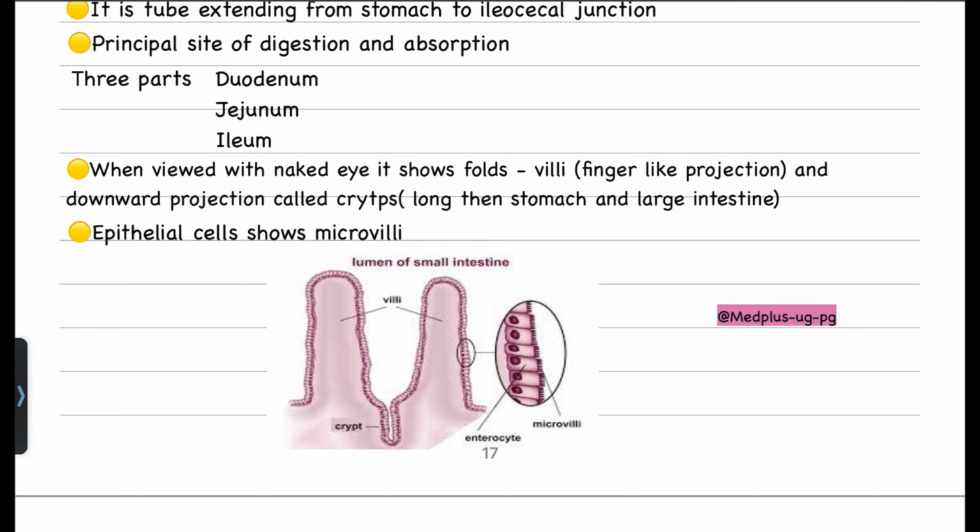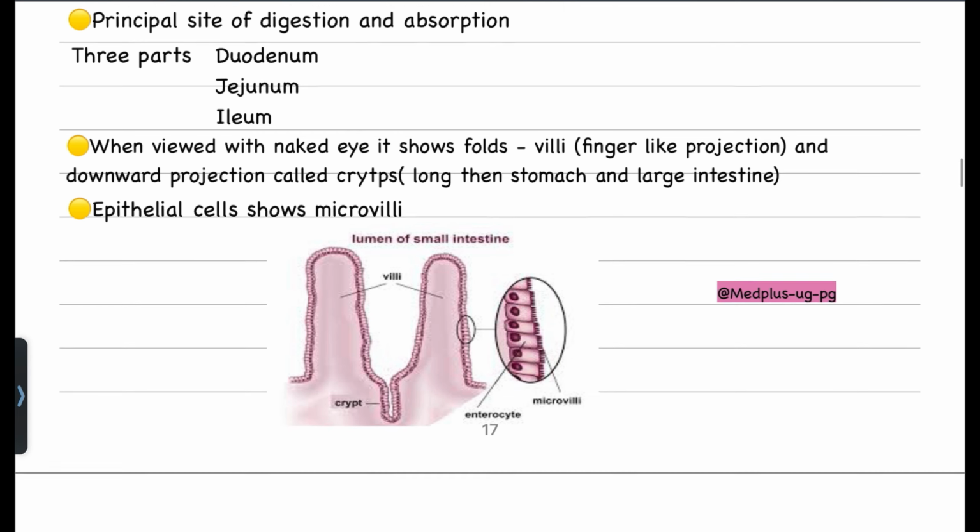Now we will see the projections here. These are the finger-like projections which come above the level of the epithelium. These are called villi, and the part within it which goes downward is called the crypts. The epithelial cells are simple columnar epithelium. It has many cilia-like projections. These are not cilia, these are microvilli.